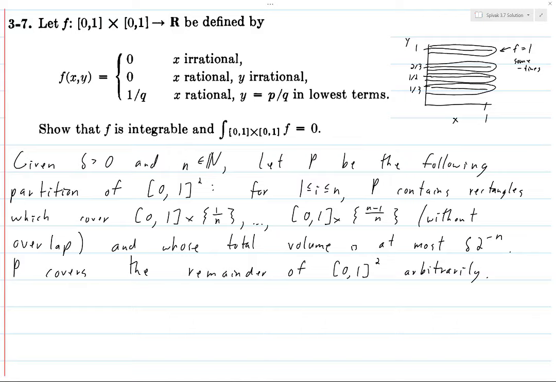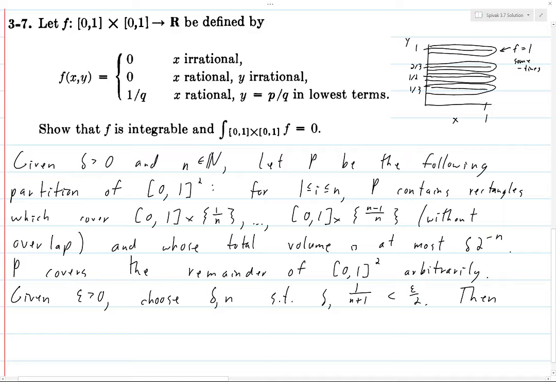Okay, so now, given an epsilon, we want to find a partition of this form for which we can get the upper sum minus the lower sum to be as small as we want. So given epsilon greater than 0, choose delta and n such that, of course, delta must be greater than 0 and n must be a natural number, but we want delta and 1 over n plus 1 to both be less than epsilon over 2.